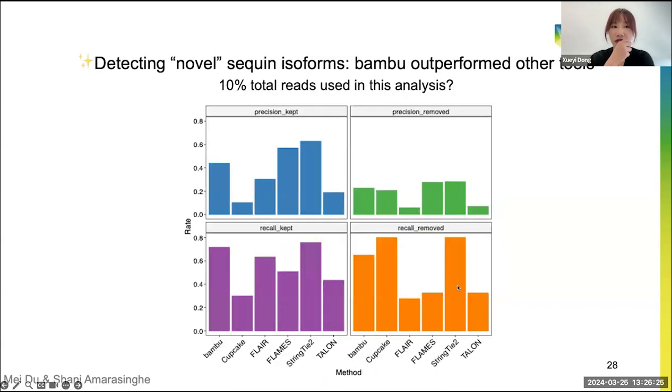And we used the sequins to do another analysis where we removed 25% of the known isoforms from the annotation to pretend that they are unknown. In this case, our method should be able to detect the novel transcripts. And in this analysis, we also try to downsample our total reads to 10% to see how the methods can perform when we have a low sequencing depth.